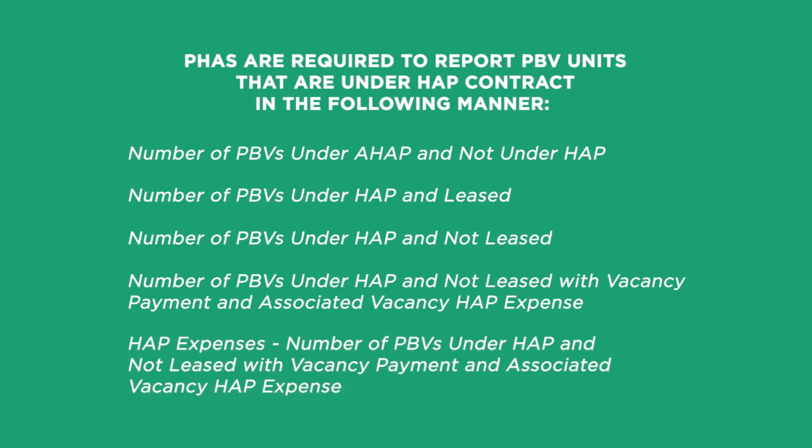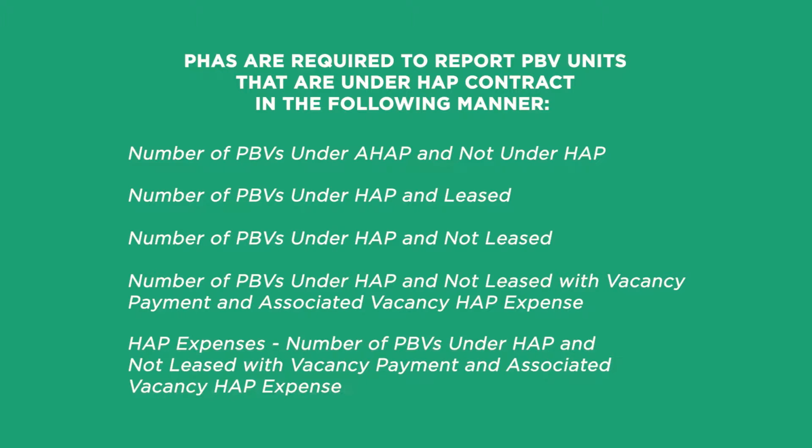HAP expenses. Number of PBVs under HAP and not leased with vacancy payment and associated vacancy HAP expense. These are total HAP expenses associated with PBVs under HAP contract and not leased with vacancy payments. These expenses are also reported in the AOV HAP expense field. Vacancy payments for RAD vouchers should also be reported in the appropriate RAD HAP expense field.